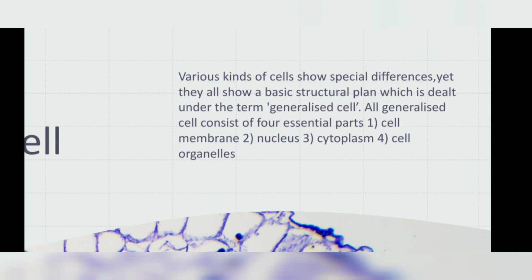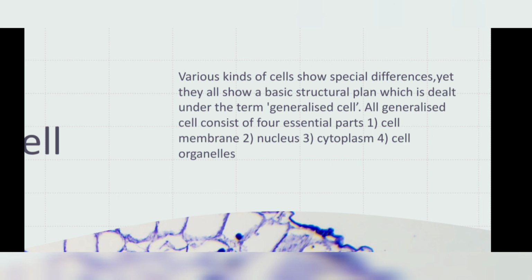Okay, cell membrane, let me just explain it orally. What is cell membrane? Cell membrane is the outer covering of the cell, the wall of the cell that protects us. Okay, nucleus is the control center of the cell, where every function of the cell is controlled. Cytoplasm is the space between the nucleus and the cell membrane, and that space is covered by a fluid called cytoplasm.